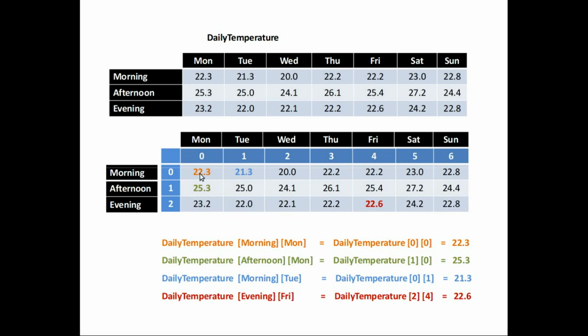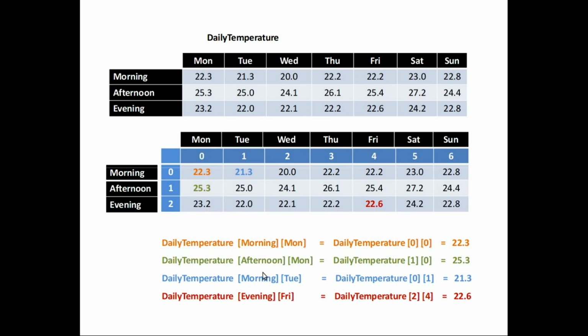If I wanted to know the temperature for Sunday afternoon, what am I going to do? I'm going to look at the afternoon row, and I move right till I get to the Sunday column, and then I get this 24.4, which is the temperature on Sunday afternoon. Same thing, if I wanted to know the temperature on Monday evening, then I'll come to the evening row, the last row that we have here, and then the Monday column. So I'll have 23.2, which is the temperature on Monday evening.